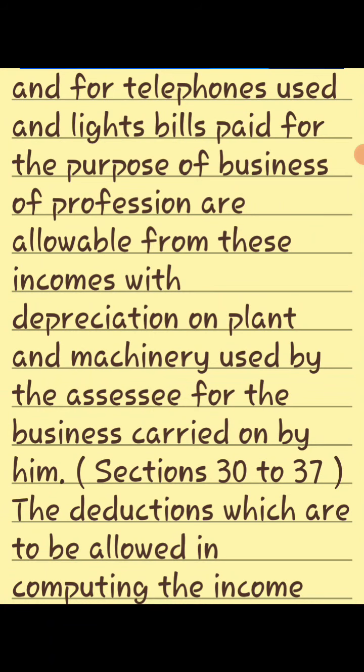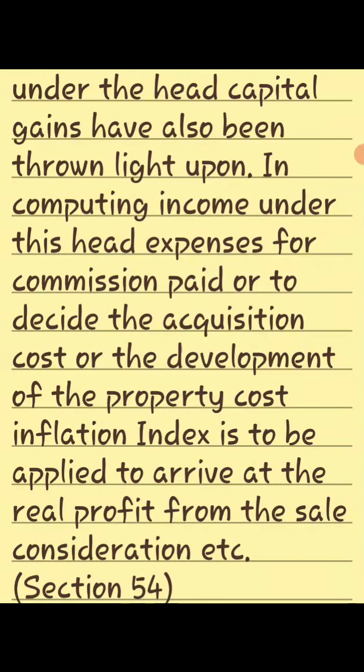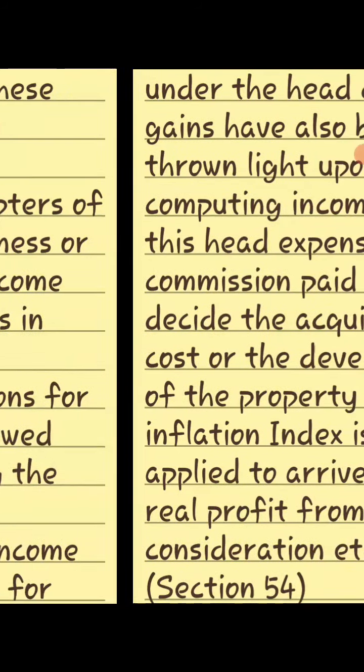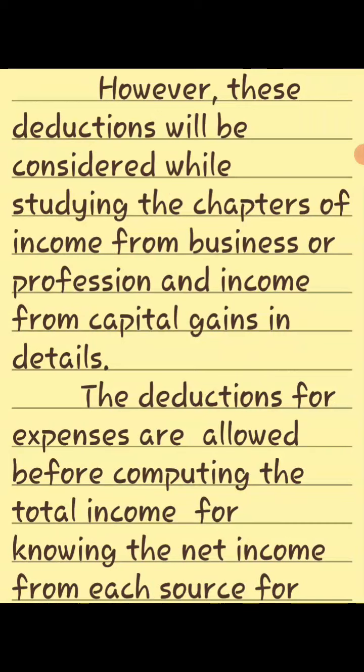The deductions which are to be allowed in computing the income under the head capital gains have also been thrown light upon. In computing income under this head, expenses for commission paid, or to decide the acquisition cost or development cost of the property, and cost inflation index is to be applied to arrive at the real profit from the sale consideration, etc. This is under section 57. However, these deductions will be considered while studying the chapters of income from business or profession and income from capital gains in detail.